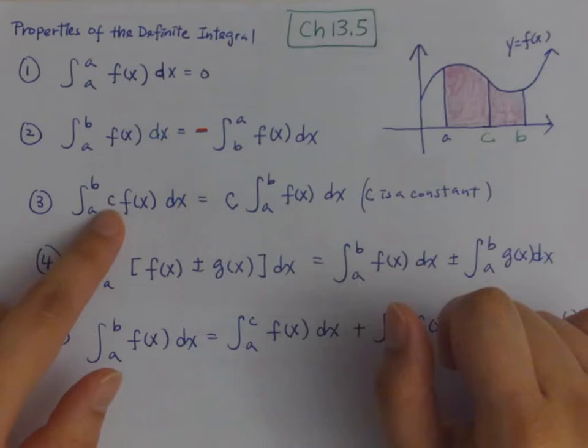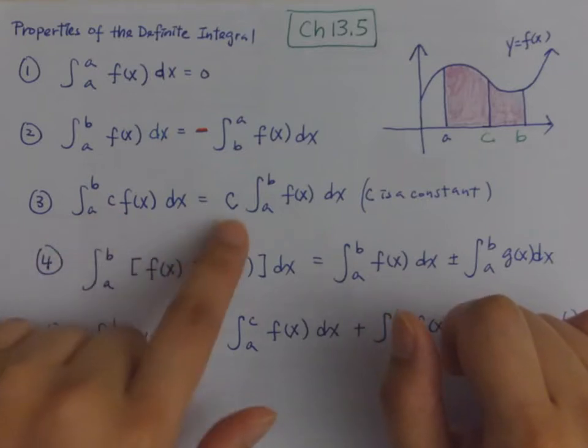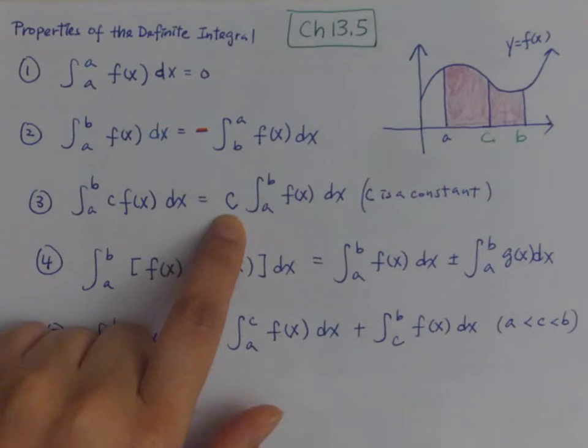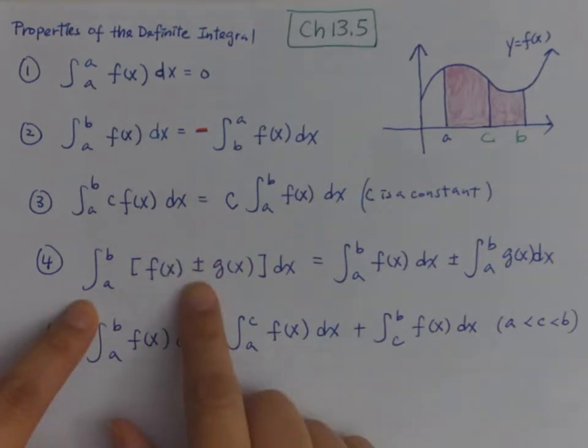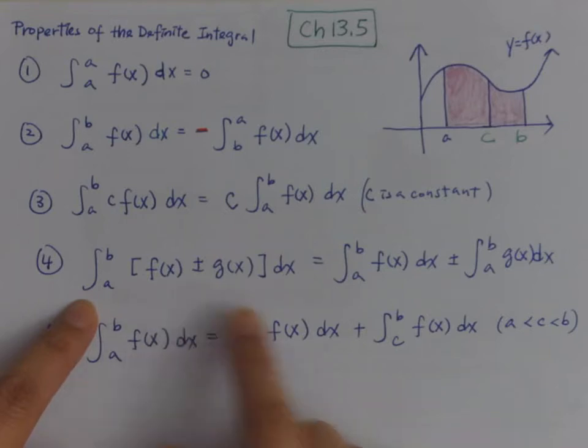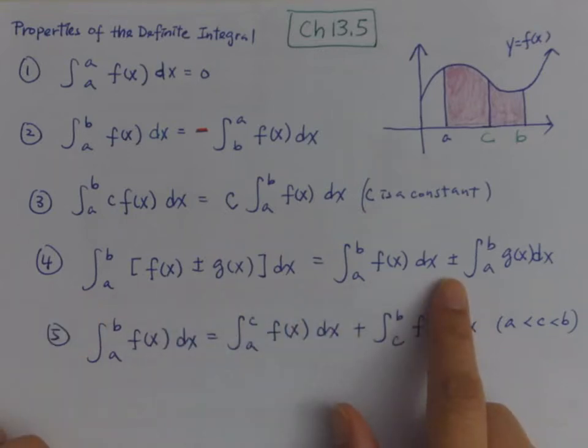The next one is if you're taking an integral and you have a constant here, you basically pull out the constant. And the next one, if you are taking an integral and there are two terms adding or subtracting together, you basically can take the integral of each term individually.